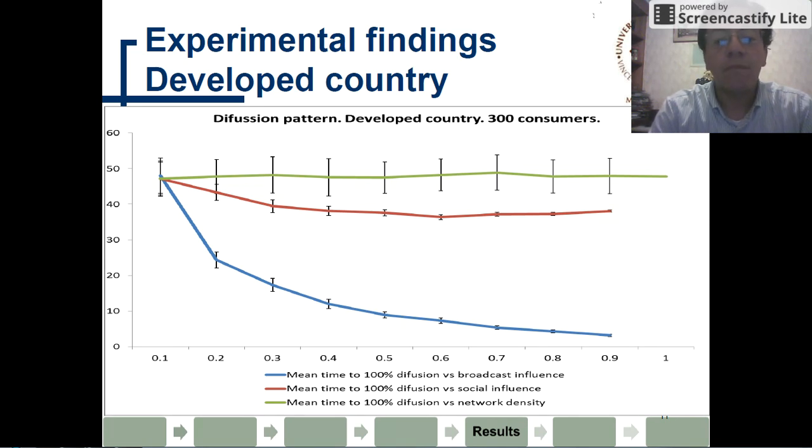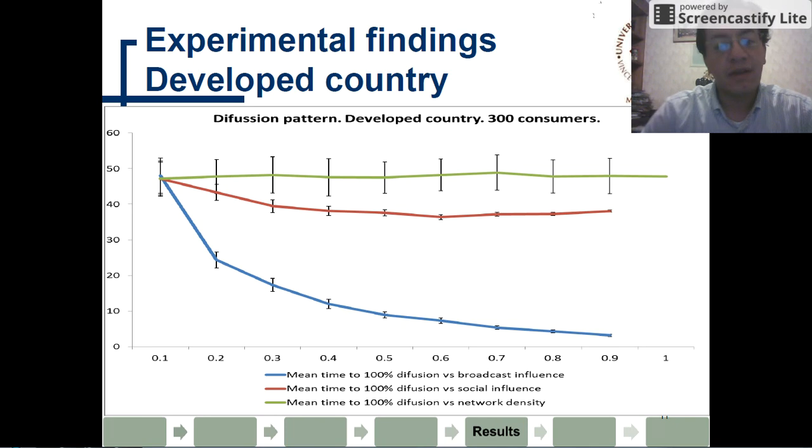In the same manner, the most important influence is the broadcast influence, the variable that, according to this model, is most important to decrease the number of periods needed to reach maximum diffusion. In second place, social influence, which has a relatively lower influence. And finally, the network density, which does not have any impact on the adoption decisions.